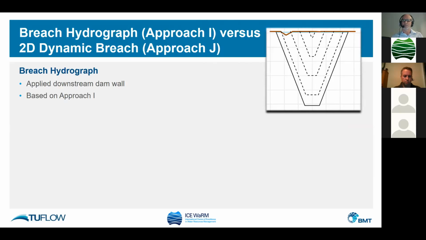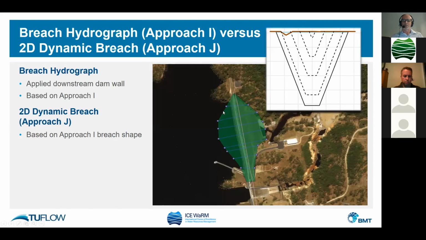The other option, which increasingly people are wanting to do, is to model the whole thing in 2D or 1D and actually breach the dam wall as part of that simulation. So this was set up in TUFLOW software to reform or reshape that dam wall as it eroded. And we've effectively followed the same breach arrangement as for Approach 1. There's also a spillway which flowed until the water fell below the top of the spillway, and that was just simulated using a 1D element inserted in the model.